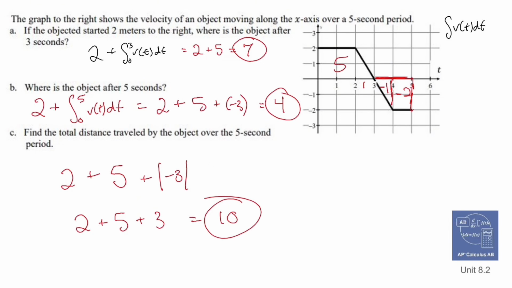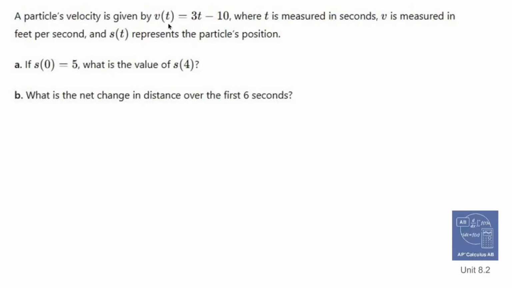It was fun. A particle's velocity is given by v of t equals 3t minus 10, where t is measured in seconds, v is measured in feet per second, and s of t represents the particle's position. So we are going to do something along these lines, ladies and gentlemen, and integrate v of t to get s of t, easy peasy. So if s of 0 is 5, what is the value of s of 4? So this is what we have to do.